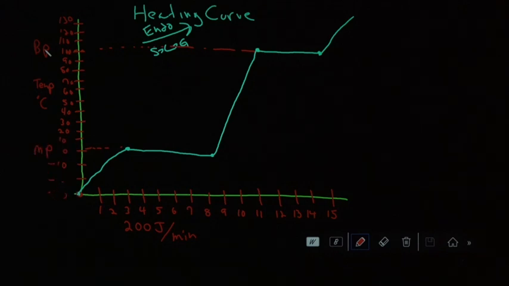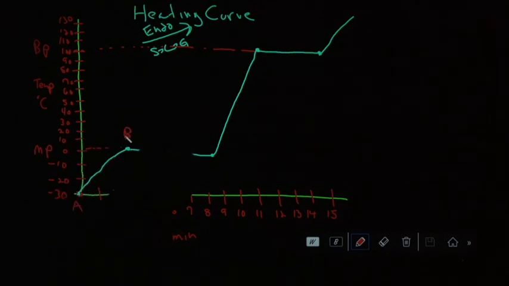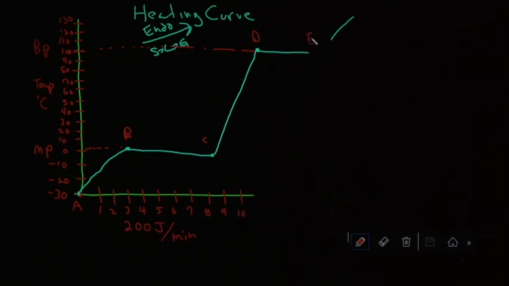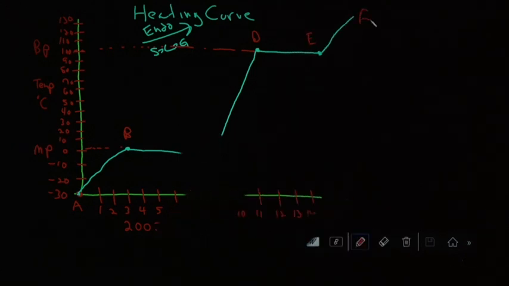So we're all good. Remember, two fixed points on a thermometer going up have to be the melting point and the boiling point. Coming down, it's going to be the condensation point and the freezing point. Now, remember, kinetic energy is energy of motion, and it's ruled by temperature. So this first line segment, we're going to label these line segments now. We're going to have A, B, C, D, E, and F. So those are the line segments.